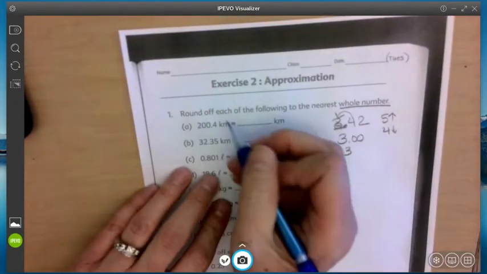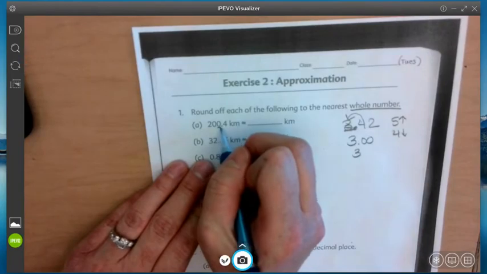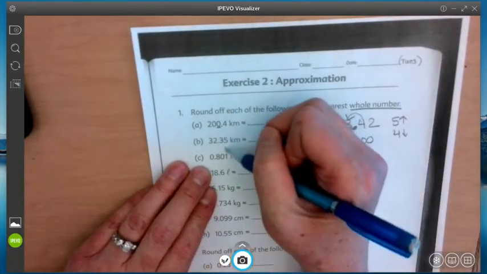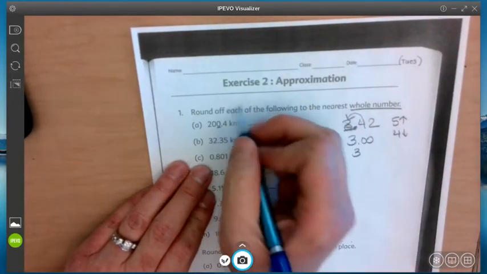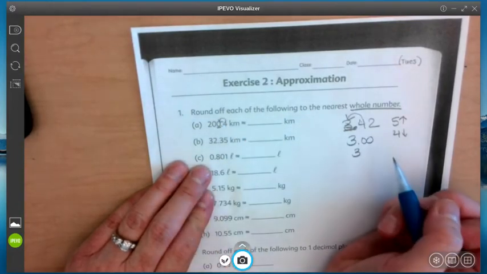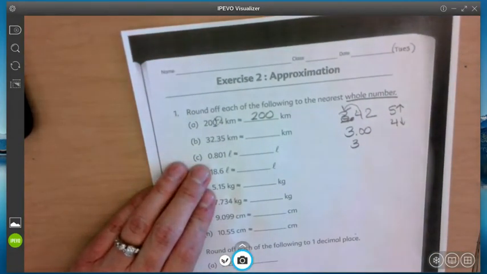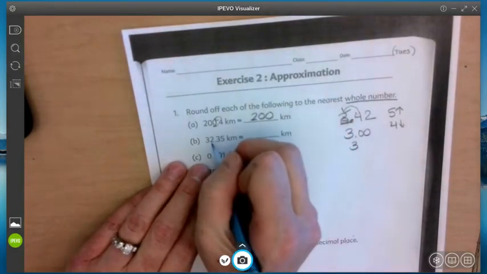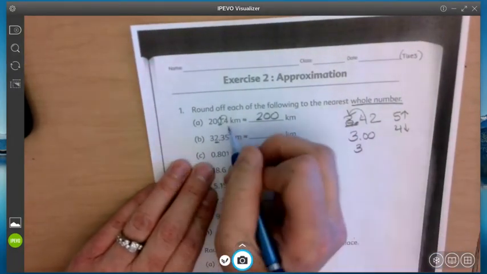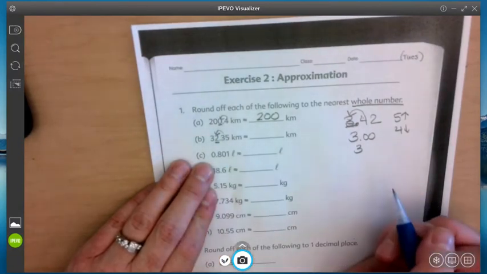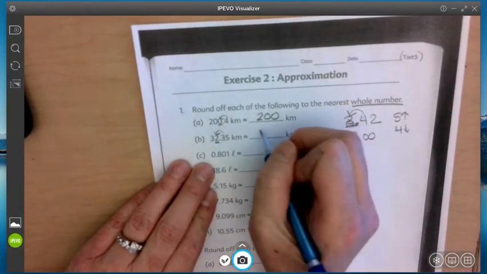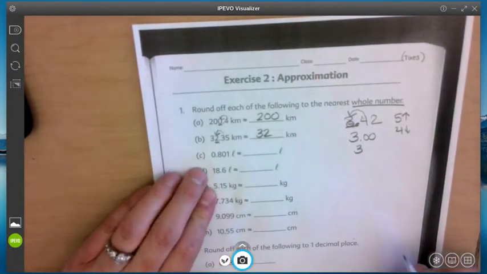So for this one, I'm going to look at the 1 spot. They don't want any of these decimals after the number. So can this 4 bump up the 0? No, it cannot. So it just stays the same, and it's 200. There'll be no decimals. This one, I'm going to look at the 1 spot. Can this 3 bump up the 2? No, it cannot. So it stays the same, and it's just 32 kilometers.